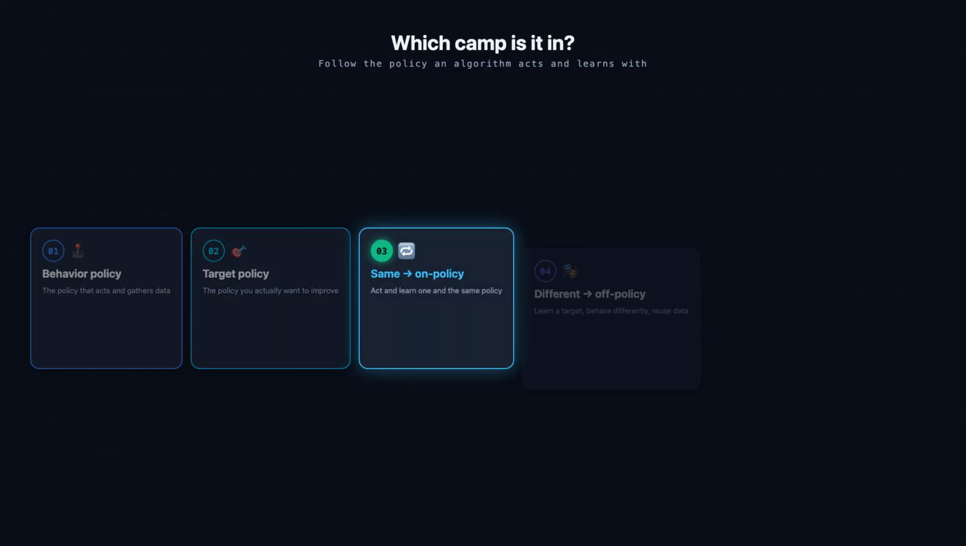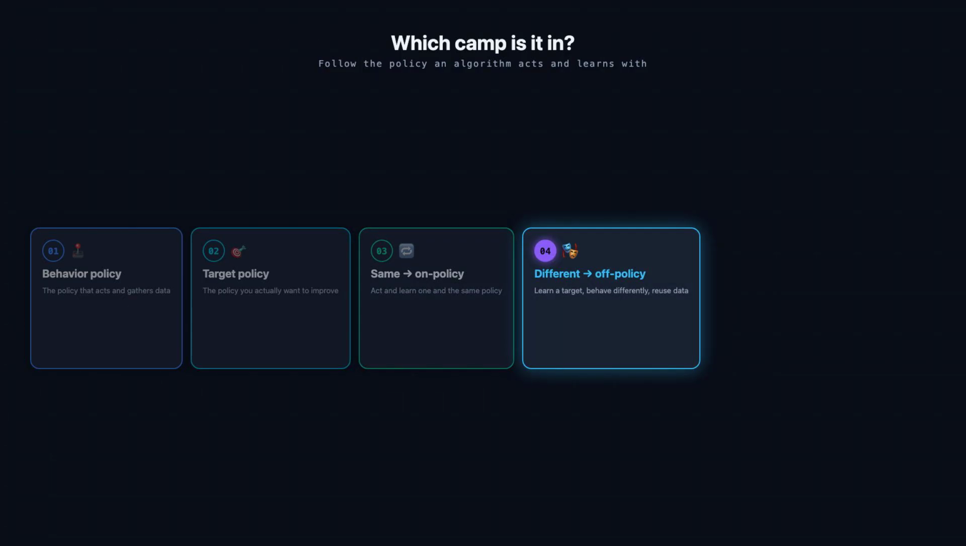If those two match, then acting and learning are one and the same, and you're on policy. The agent learns about exactly the behavior it performs, exploration included, which keeps everything consistent, but means it needs fresh data for every update. But if the target differs from the behavior, you're off policy.